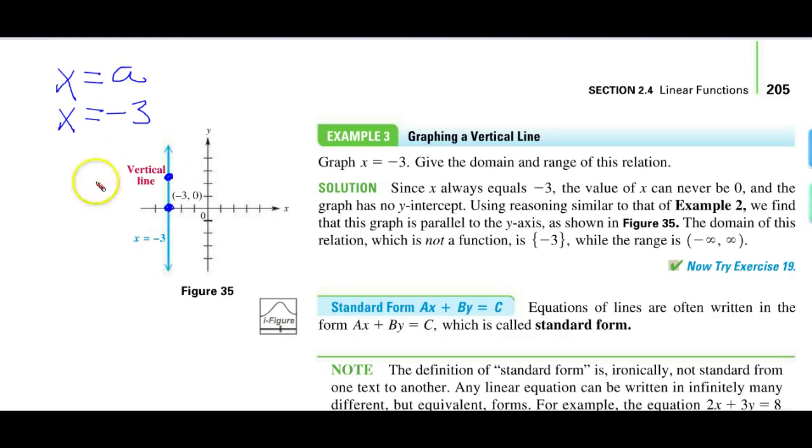And the range of this, or the domain first, will just be negative 3. And your range, as you can see, will go from negative infinity to positive infinity. And they're using braces for some reason. Not sure about that. Okay, we're being introduced here to standard form.